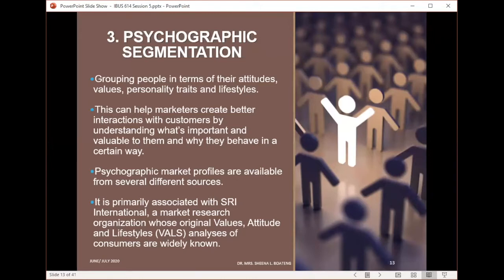Now, the next criteria we are going to talk about is psychographic segmentation. Now, this kind of grouping of consumers is based on their attitudes, values, personality traits, and lifestyles. By being able to break down their values, attitudes, personality traits, and lifestyle, we can create better interactions with them by understanding what's important and valuable to them and why they behave in a certain way.